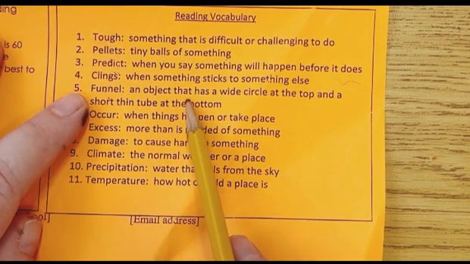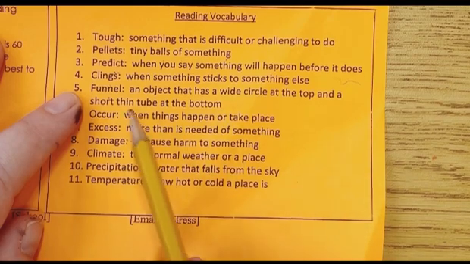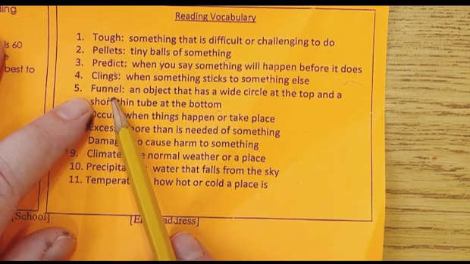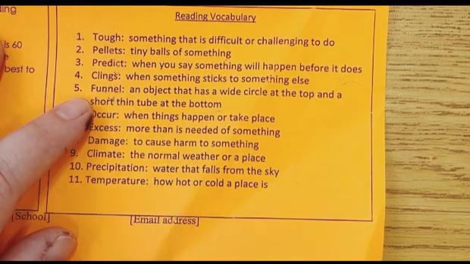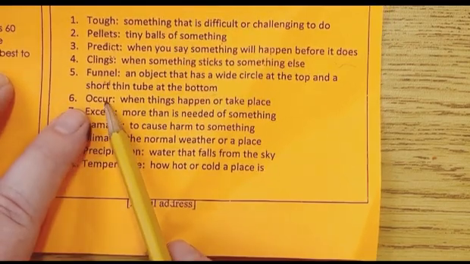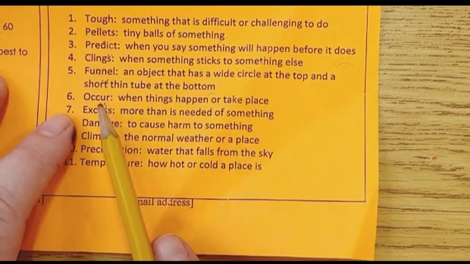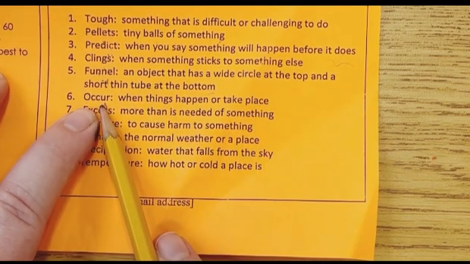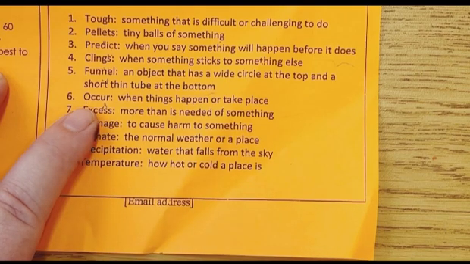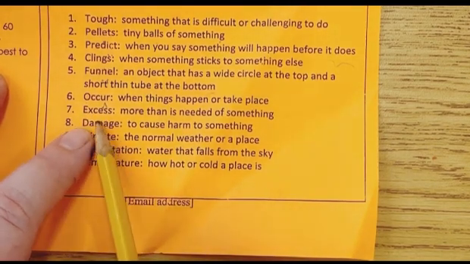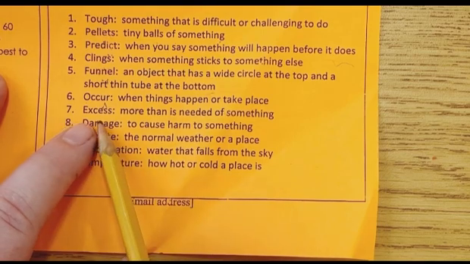Funnel. An object that has a wide circle at the top and a short, thin tube at the bottom. You might have seen Daddy use a funnel working on the car. You might have seen Mama use a funnel working in the kitchen. That's what a funnel is. Occur. When things happen or take place. Like the weekend will occur on Saturday and Sunday. That's when it happens. The solar eclipse, it occurred last week on Monday, right? So that's when something happens or takes place.